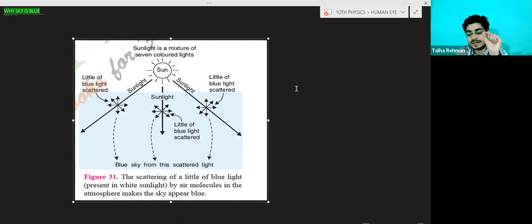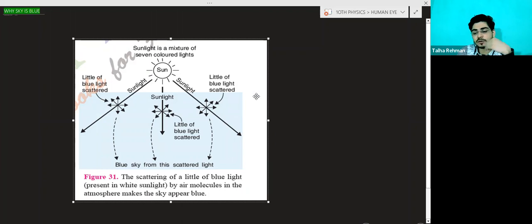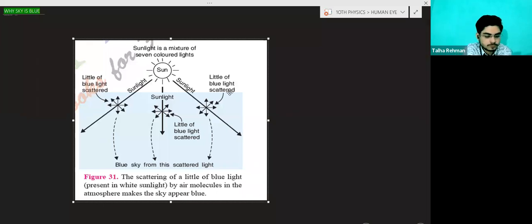Not all the blue light is scattered. You can see here a little of the blue light is scattered. So remember this point also. If all the blue light present in the sunlight were scattered, then we would not be able to get the blue color on this earth. So a little of the blue light is scattered there.